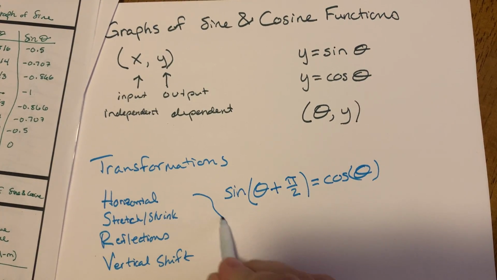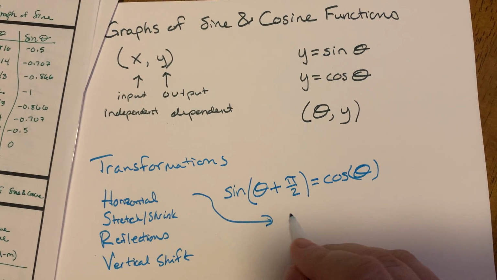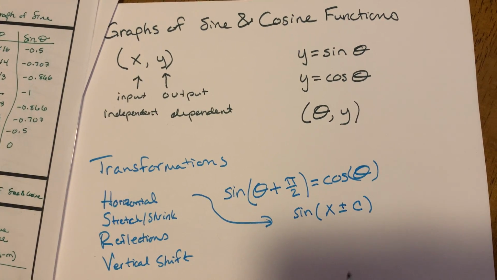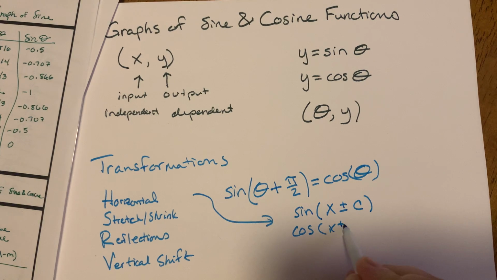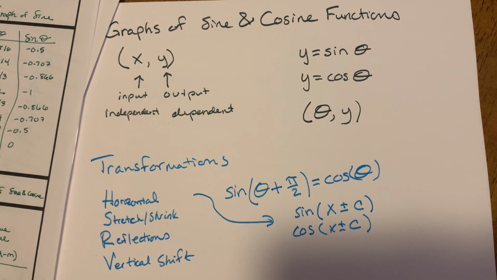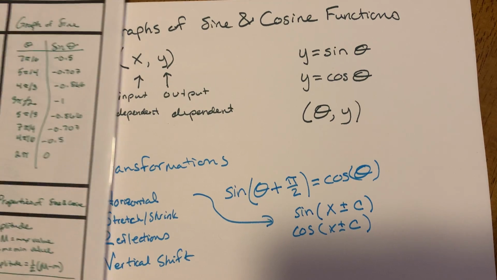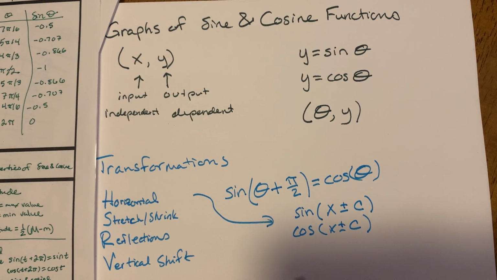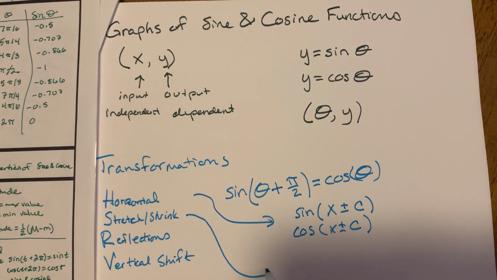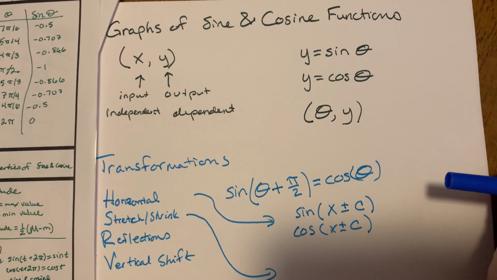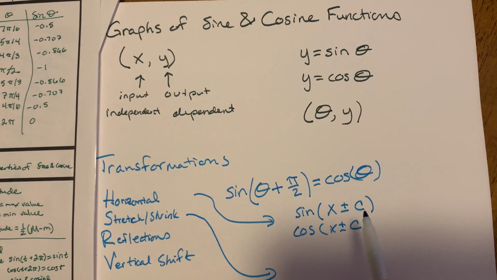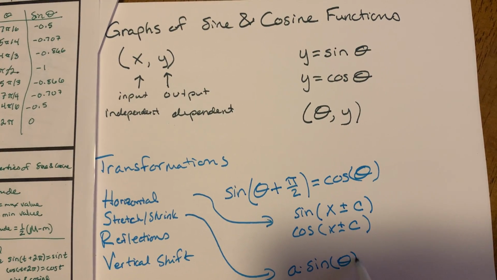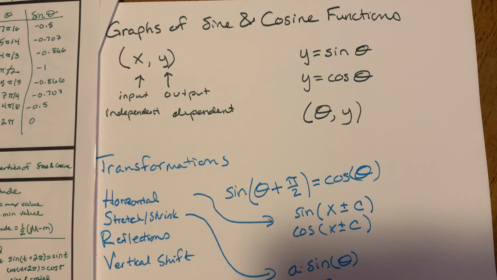So our horizontal shifts are our typical sine of x plus or minus some constant value, or our cosine x plus or minus some constant. And whether that's x or theta, it doesn't matter. But our horizontal shifts work exactly how we would expect. Now, if we want to talk about stretches and shrinks, this is where we have the possibility of some constant times sine of theta, or some constant times cosine of theta.